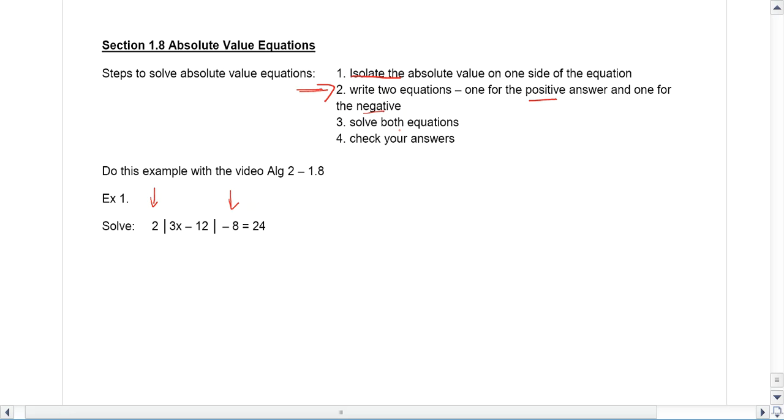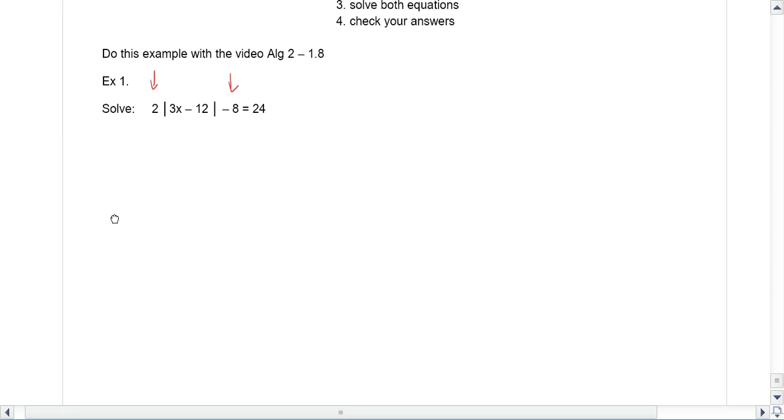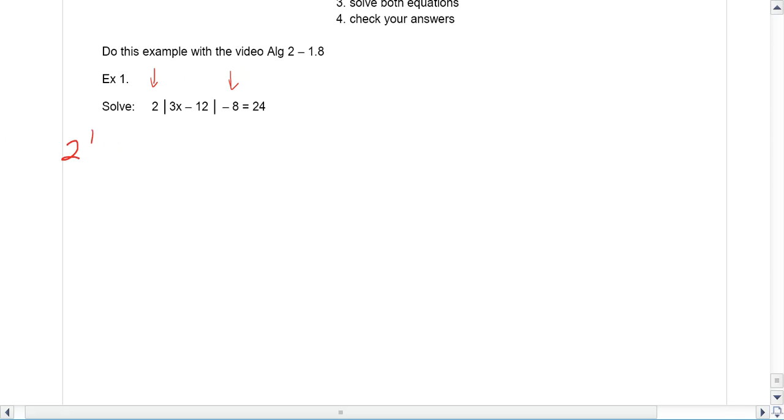All right, so let's look at example 1 together. As I said, we do need to clean up around the absolute value first. So let's start by adding an 8 to both sides. So I still have this 2 in front, 2 times the absolute value of 3x minus 12. And again, adding an 8 to both sides would give me a 32. The only thing left here outside the absolute value is the 2, so we're going to divide both sides by 2. And we get 16.